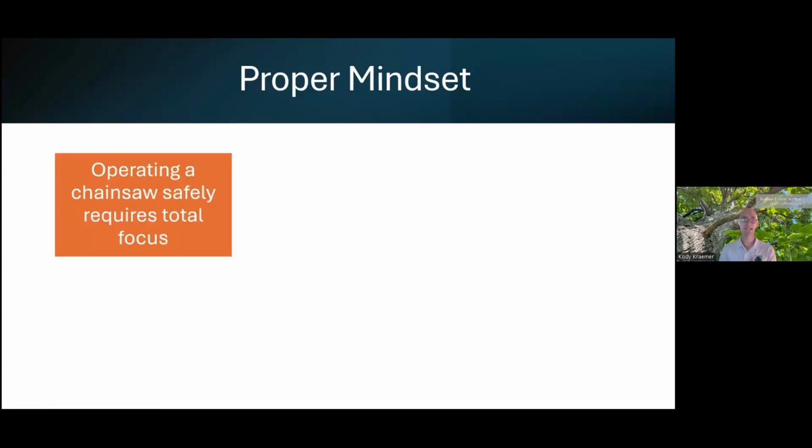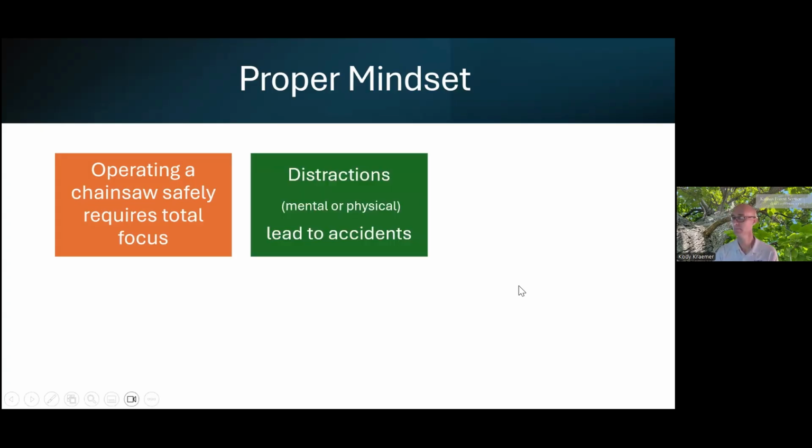So we talk about technique, but our brain is a pretty big tool, and so we need to have the proper mindset when we're operating something like a chainsaw. I would argue that you should have total focus on the task at hand when you're operating a chainsaw. There are many examples, both physical and mental, that can lead to accidents. These distractions are all too common in our modern world.